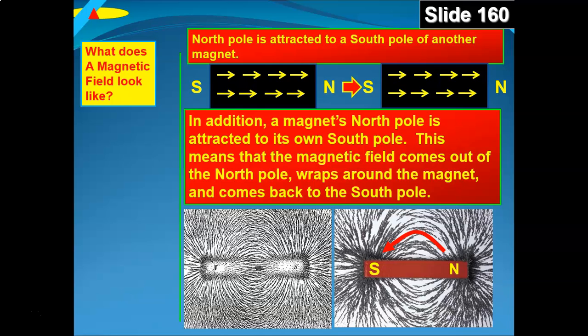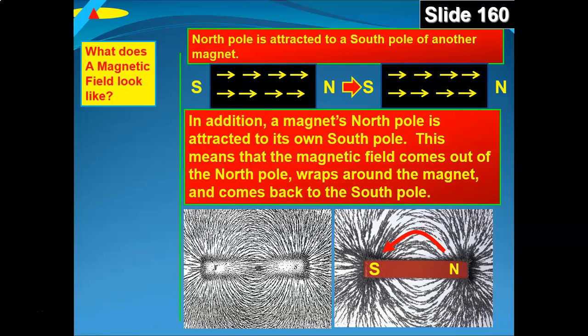This means that the magnetic field comes out of the North Pole and wraps around the magnet and comes back to the South Pole. So you see a magnet there. On the left is just an illustration, but on the right is actually a photograph, and those are iron filings, and they form almost a spider web looking shape.